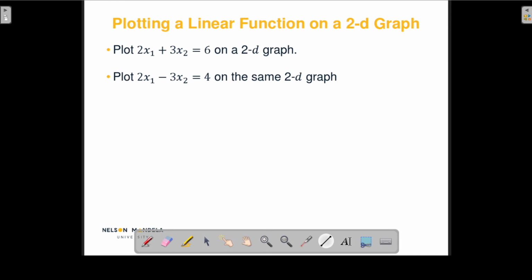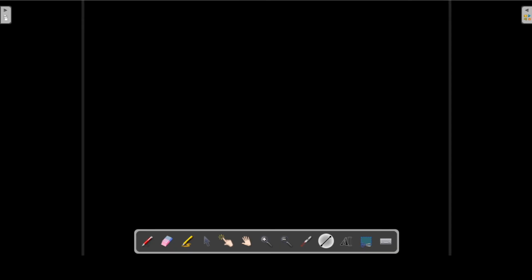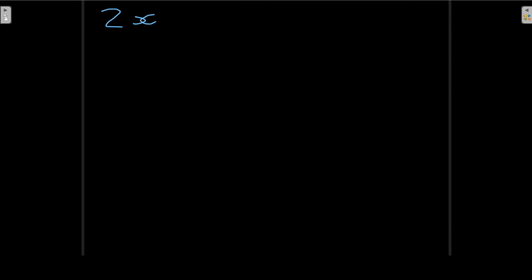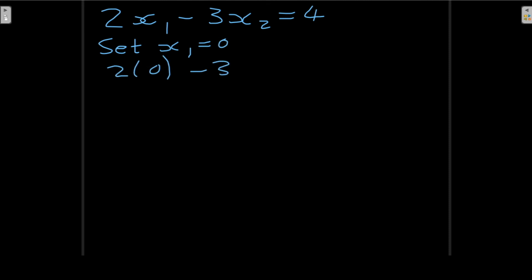So let's do it on another page again. So we have 2x1 minus 3x2 is equal to 4. So we start by setting my x1 equal to 0. So I have 2 times 0 minus 3 times x2 equal to 4. So my x2 must be equal to negative 4 over 3. So my first point on my graph will be the point 0, minus 4 over 3.